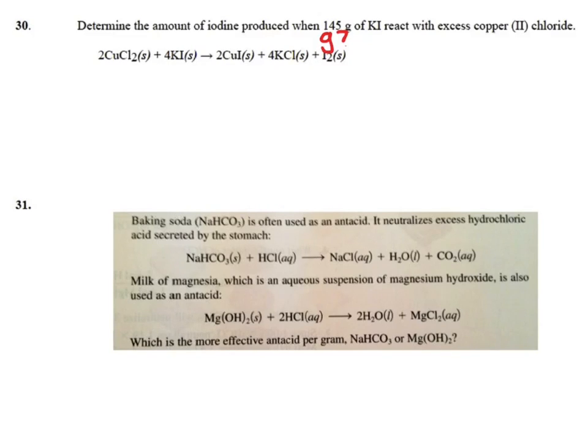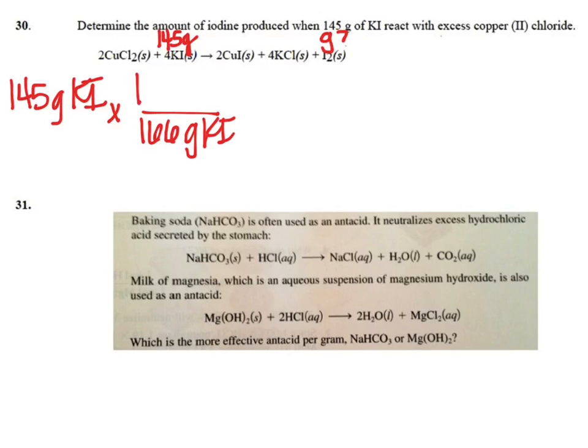When 145 grams of KI, so above KI, I'm going to put that I have 145 grams, react with excess copper chloride. So I am stoiching from KI to I2. So we first start with what we are given. We are given 145 grams of KI. And for me to get anywhere from KI to I2, I need to get to moles. So how am I going to get my grams to moles? Molar mass of KI. Put that in and see what you get. I got 166 grams of KI.